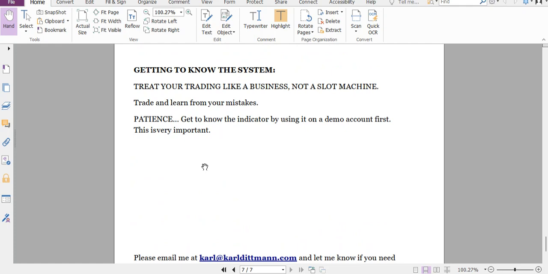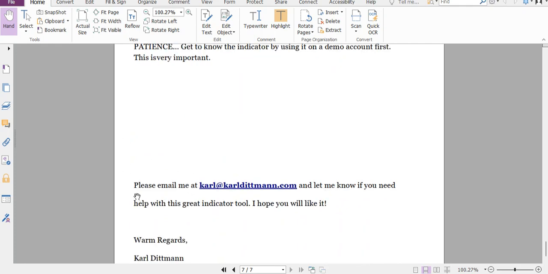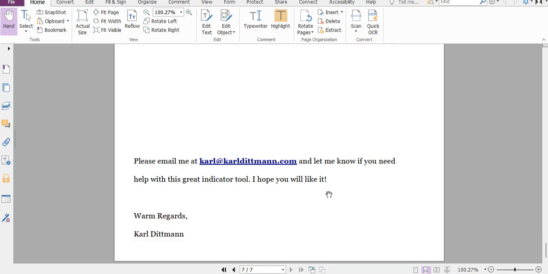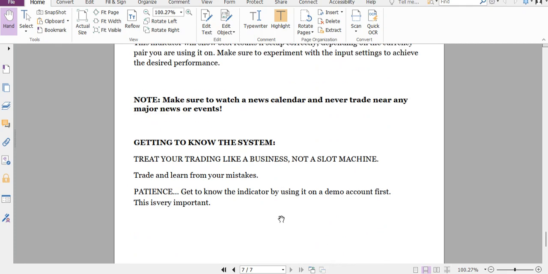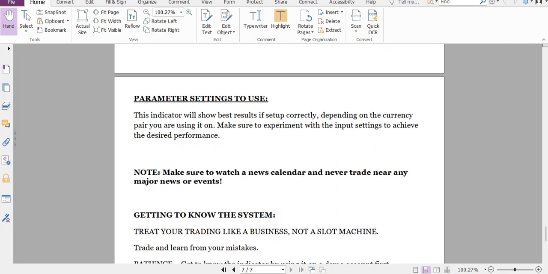Also, first of all, you can use this indicator in a MetaTrader 4 demo account. After you are comfortable with this indicator, you can use it in a real account. Also, if you have a question, you can use the email address of the person who made this indicator, Mr. Carl Dixman, and contact him. We go back to the MetaTrader.